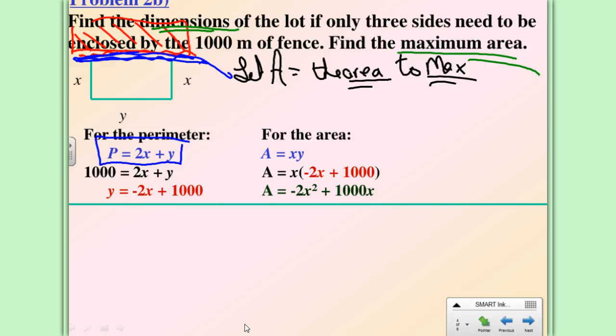What is your choice? Your choice is now to complete the square, or you could use your graphing calculator, be smart, and find the max or min that you need to find. You decide which way you're going.